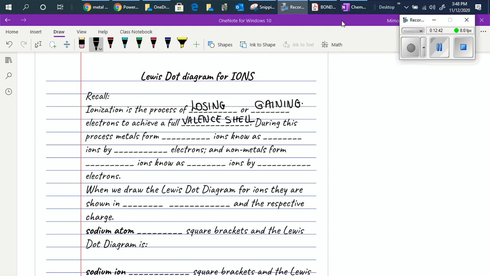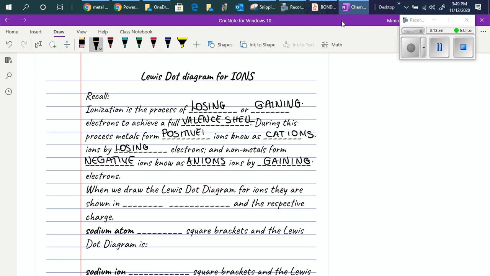So metals form a positive ion, which is also known as a cation, by losing electrons, and non-metals form negative ions, which are known in other words as anions, by gaining the electrons. So one has to lose and the other one has to gain.